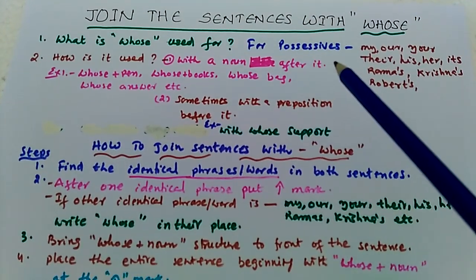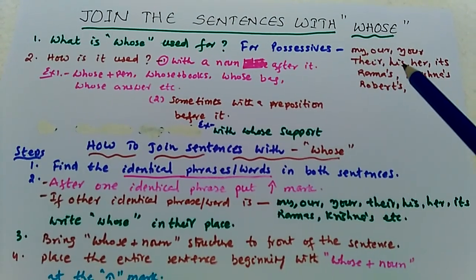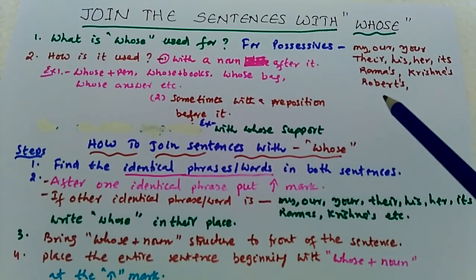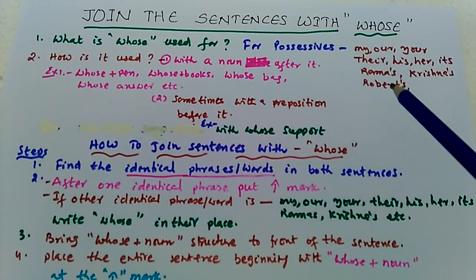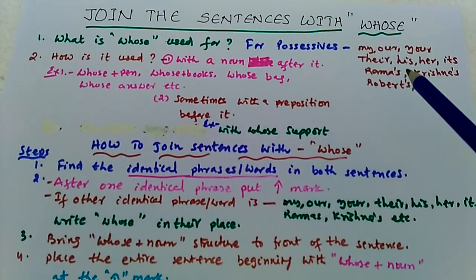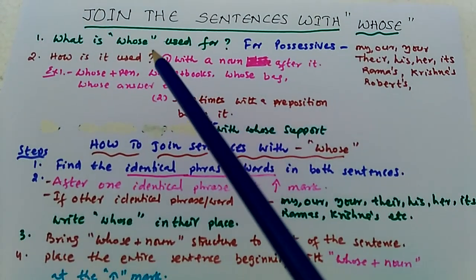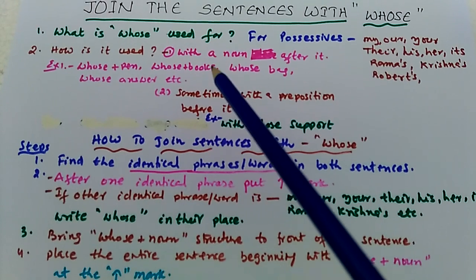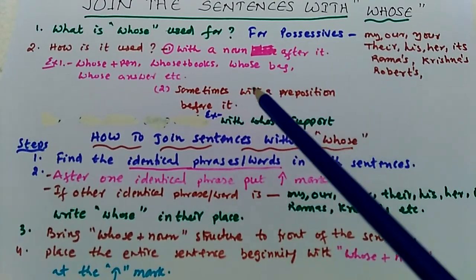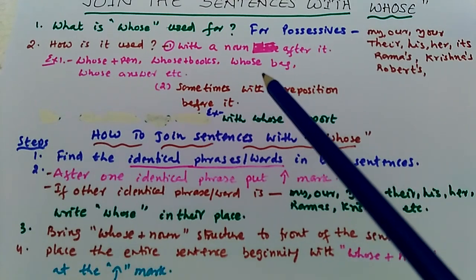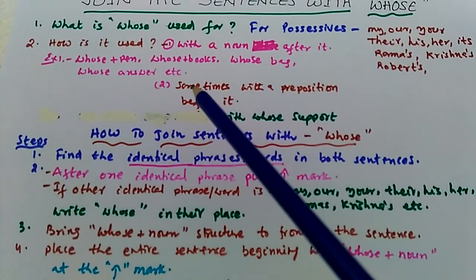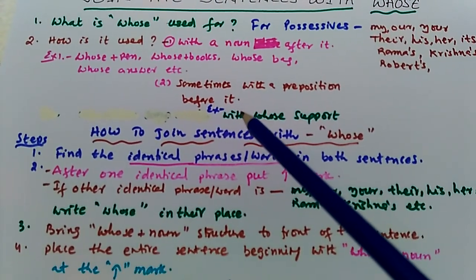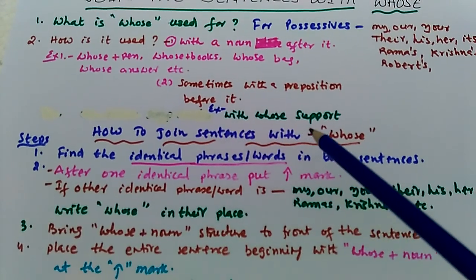Whose is used for possessives like my, our, your, their, his, her, its, Rama's, Krishna's, Robert's. Like this, if you find these words, they are to be removed, and in that place we have to write whose. And second basic question, how is it used? It is used with a noun after it, like whose pen, whose books, whose bag, whose answer, etc. Sometimes a preposition may appear before it, like with whose support.